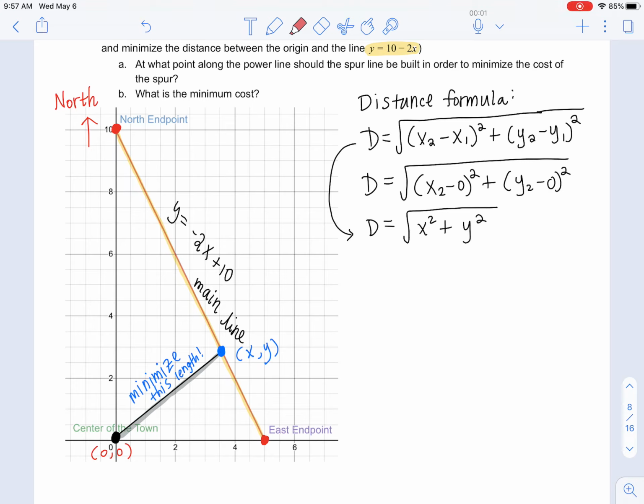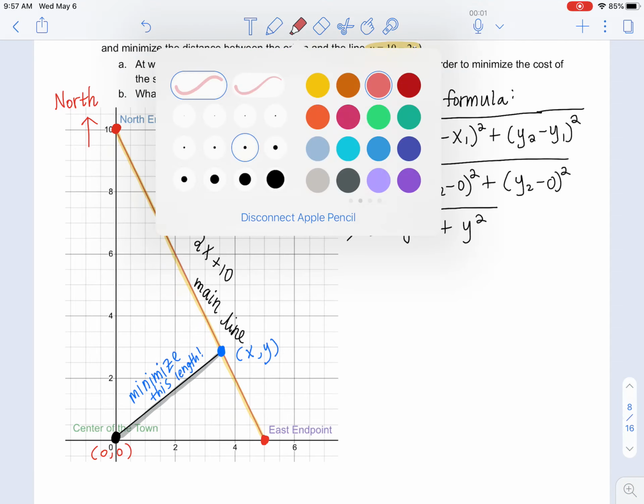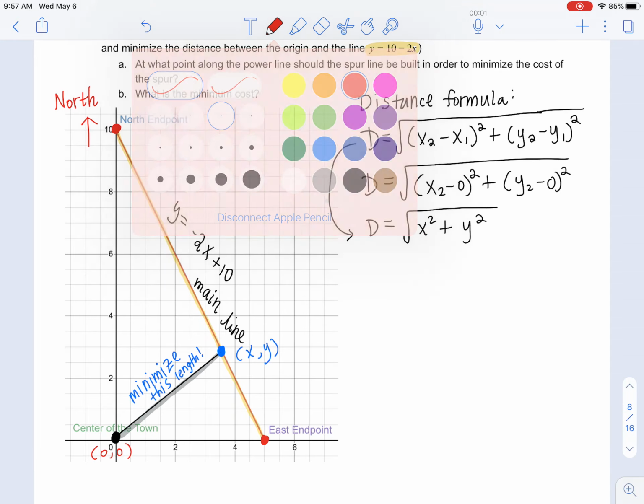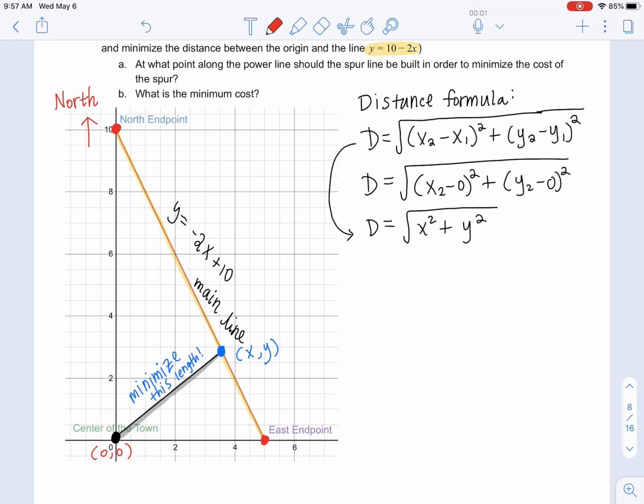But now you're still thinking there are too many unknown variables. I mean, I don't know what x is. I don't know what y is. But here's the thing, though: we know the constraint, right? Something's going to help us. We know one of the conditions that x and y must satisfy, that this point must satisfy, is that it must be on the main line, right?